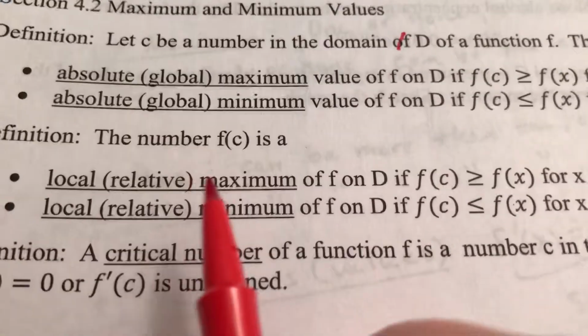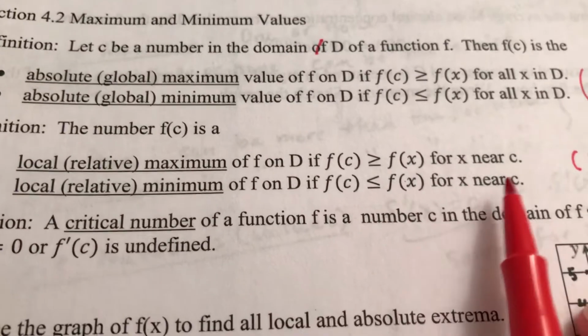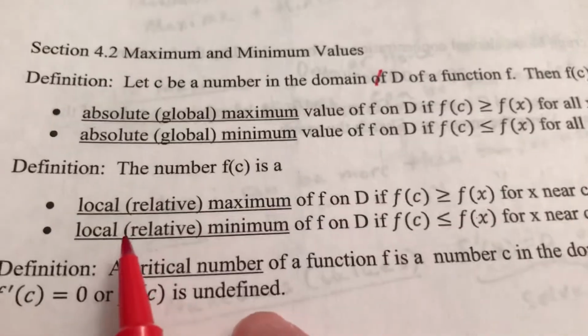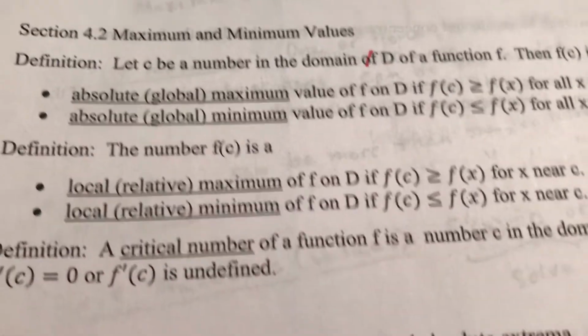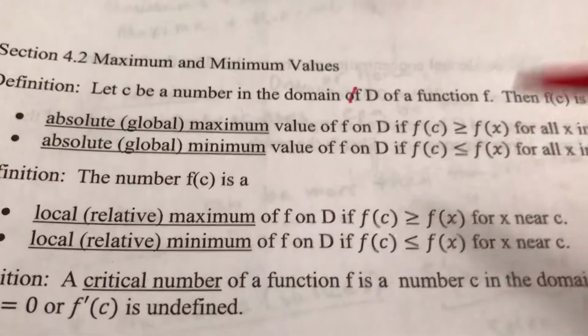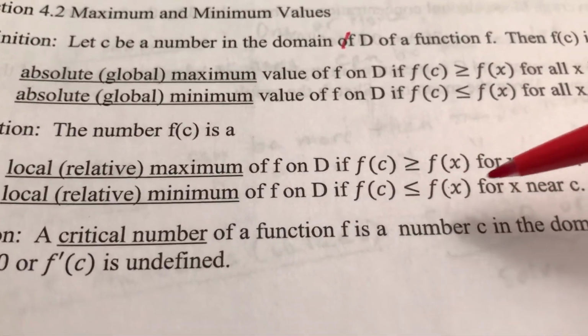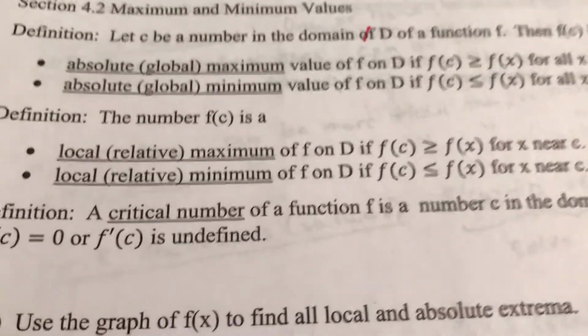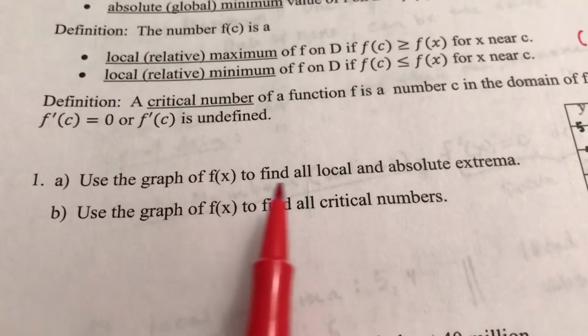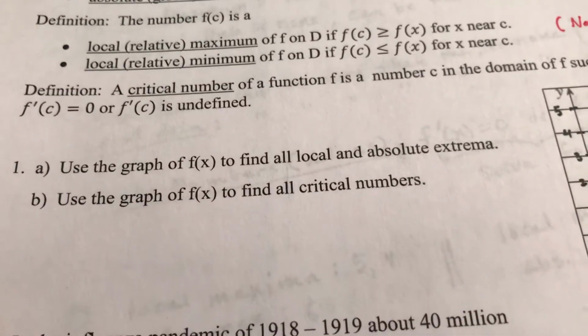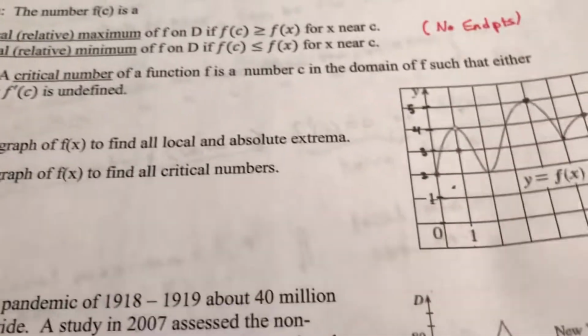So your local maximum is x near C, so in the neighborhood, and a local minimum of f on this domain if f of C is less than or equal to f of x for x near C. Now, let's take a look here. It says use the graph of f of x to find all local and absolute extrema. So we're going to do that.